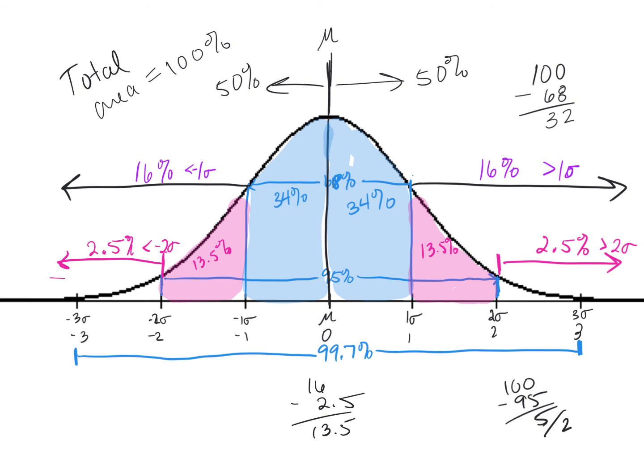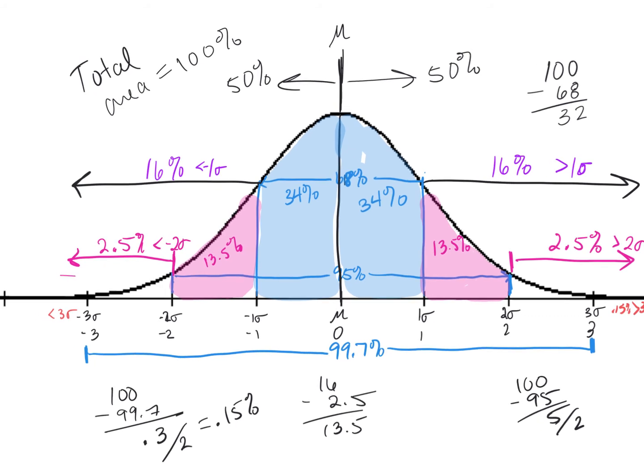And then the last little piece is greater than 3 standard deviations. Greater than 3 sigma or less than 3 sigma. Well, 99.7% is between the 3 standard deviations. So we're going to do 100 minus 99.7, which we get 0.3. Divide that by 2, we get 0.15%. So 0.15% of the data is more than 3 standard deviations from the mean.